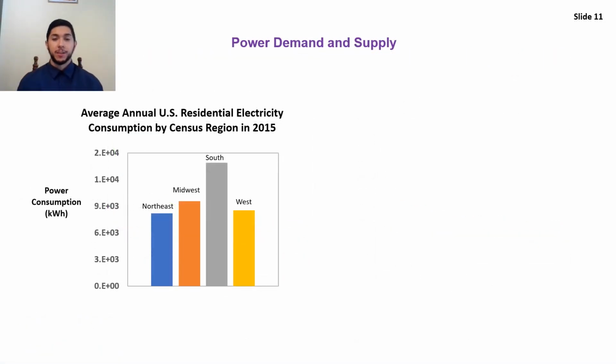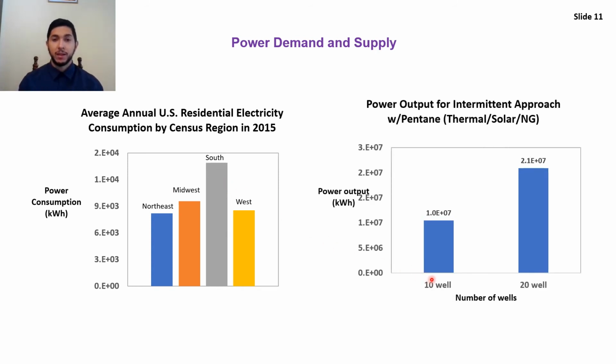Now that we have seen the technical side of this project, let's dive into the power demand and supply. The average annual power consumption of a family house is around 10,000 kilowatt-hours. The power output of an intermittent hybrid plant of 10 wells may feed over 700 homes, and by hybrid I mean the combination of three different energy sources: thermal, solar, and natural gas, where natural gas production of energy would be at a specific percentage coming from the total energy of thermal and solar.